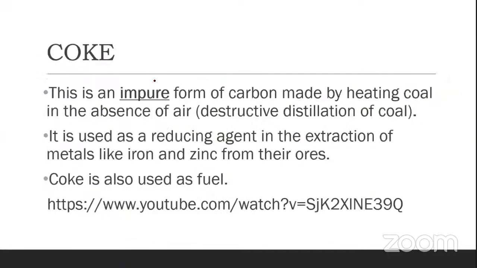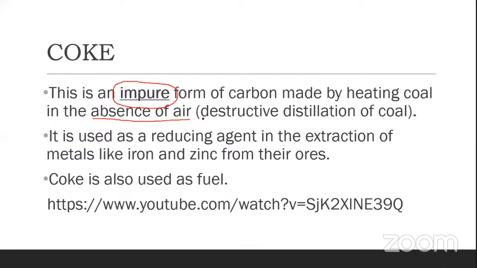We go to coke. So once again, coke is the impure form of carbon. Remember we said sugar charcoal is the purest form of carbon. Coke is the impure form of carbon, made by heating coal in absence of oxygen. When we say absence of oxygen, it means that there is no oxygen at all. That is what we call destructive distillation of coal.